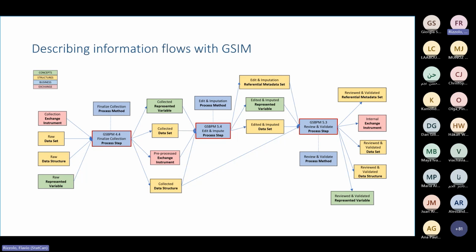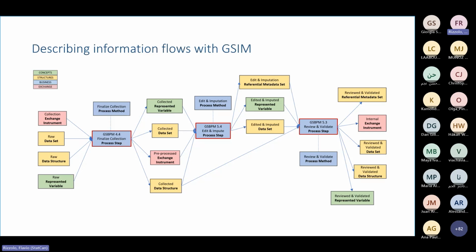So the idea here is that by using GSIM, you can connect these process steps into a business process, into a specific way of using GSBPM in your agency or in an area of your agency. GSBPM as a process can be used in any order, as hopefully we all know. But when you start using it in your agency, you need to refine workflows so that the actual implementation can be applied to the business process at hand.